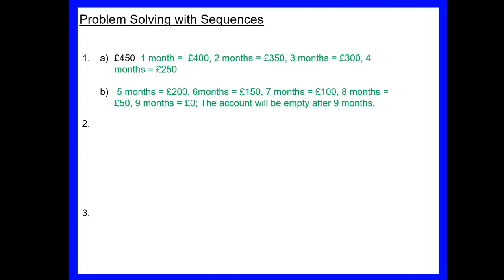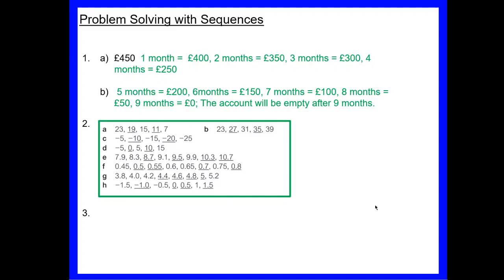So we can continue the sequence. So we can see 5 months is 200, 6 months is 150, 7 months is 100, 8 months is 50, and at 9 months it's 0. So the account would be empty after 9 months. Okay, question number 2 then. So those are the answers there for the missing values. So just pause the video and work your way through those answers there.